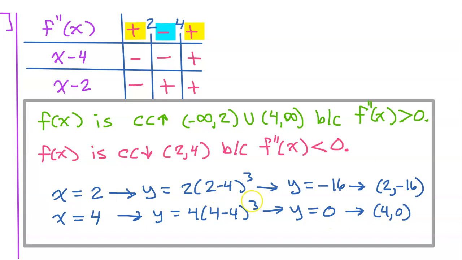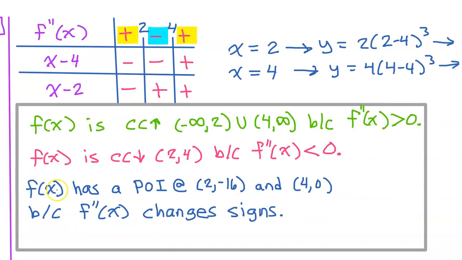But let's write this up properly. So f of x has a point of inflection at 2 comma negative 16 and 4 comma 0 because f double prime changes signs.